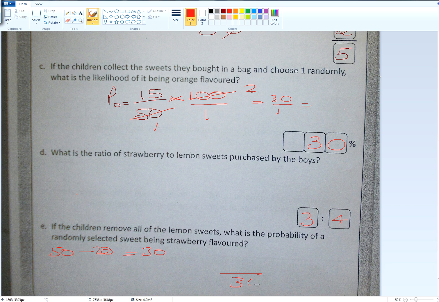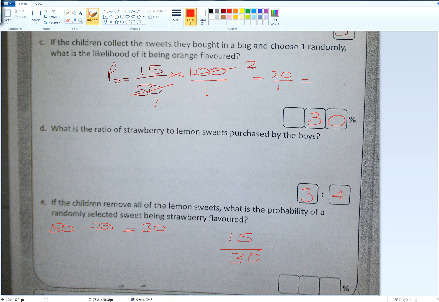So it's out of 30 now. What's the probability of getting strawberry flavored? How many strawberries are there? 15. Okay. And this answer, do they want this also as a percentage? Yes. Okay, 15 over 30, times that also by 100 over 1. Remember you can cancel vertically as well. So 15 divided by 15 is 1, 30 divided by 15 is 2. Then you got a half times by 100. What's half times by 100? 50%. So the final answer is 50%.